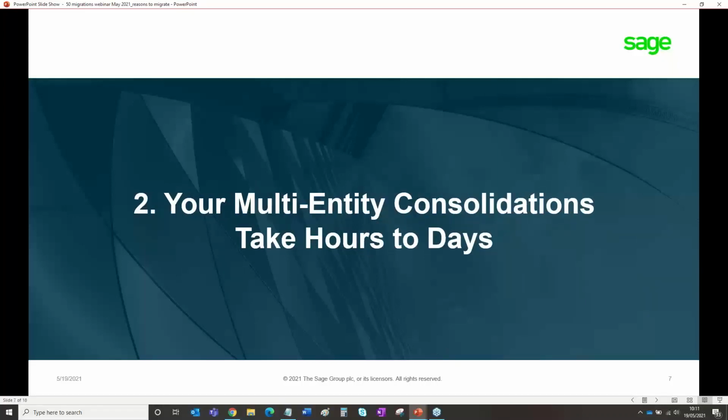So the next point is around multi-entity consolidations taking hours to days. As you go through growth, you might be acquiring additional entities, setting up more entities in your system and so on. Developed as an on-premise solution, Sage 50 wasn't necessarily built to handle the needs of organizations that have several business entities. Customers we've spoken to mentioned that starting up a new entity has often felt like a new implementation. So that can be time consuming and costly.